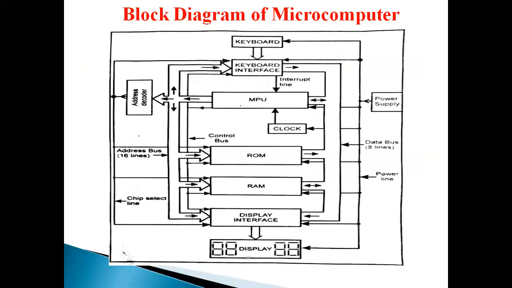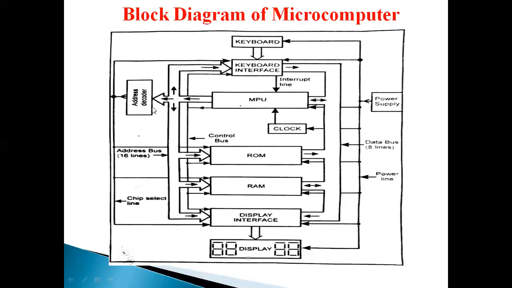This is a block diagram of microcomputer. In this block diagram, there are 5 parts. The first one is input device. So for input device, we are using keyboard and keyboard interface. Second one, microprocessor unit, ROM, RAM. The last one is output device, that is display interface. So this is a 7 segment display we used.